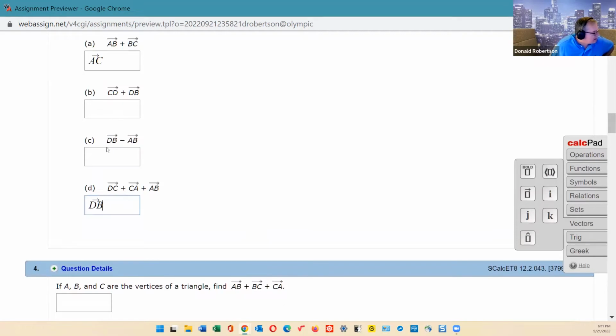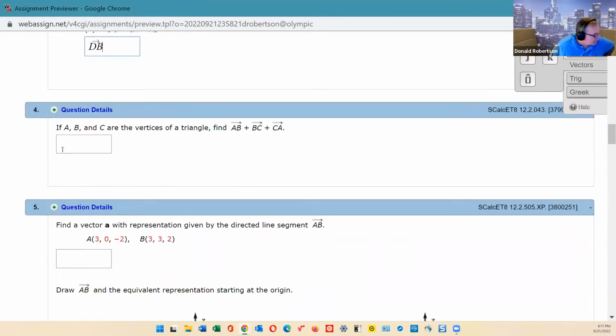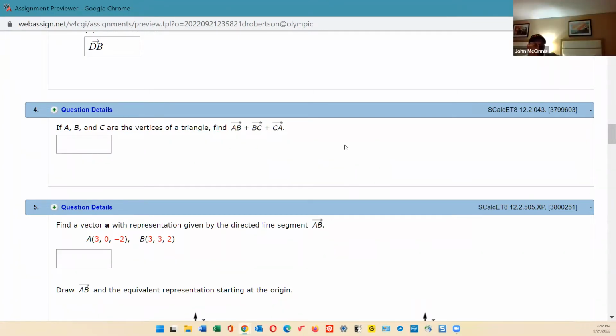Now, I'll let you figure that one out. It's a good one. The last question, and then we're moving on to our next section, is this one. And it's kind of a trick question, although it's not really. If A, B, and C are vectors of some triangle, and you go A to B plus B to C plus C to A, what's that the same thing as? Where would you start? Where would you finish? You finish back at the point where you started, so wouldn't that be a zero vector?